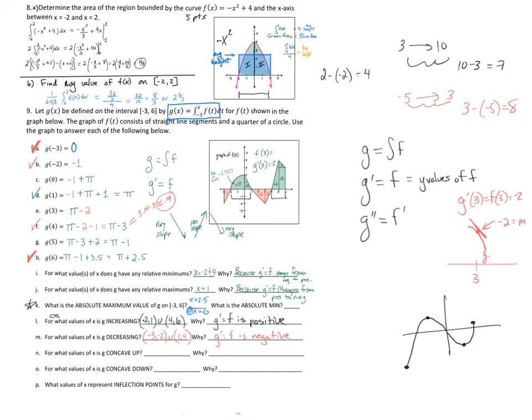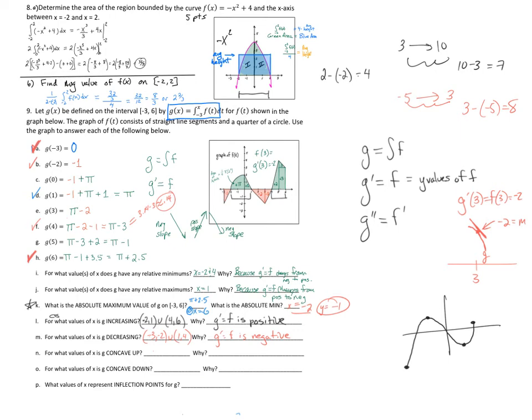So the absolute min occurs at x equals -2, and the y value there was -1. So that's our absolute minimum value, and it occurs at x equals -2.